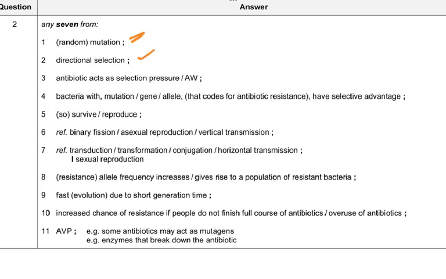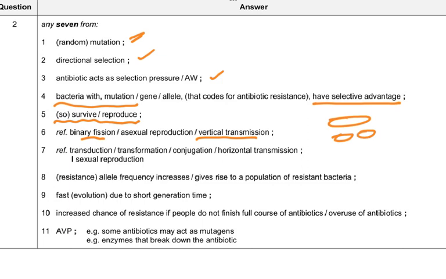This is directional selection. Antibiotics act as a selection pressure. Bacteria with mutation have selective advantage. So these bacteria survive and reproduce. Now bacteria divide by binary fission. Now this can result in vertical transmission, which I have explained to you. Bacteria divide into this vertical transmission, or it can be horizontal transmission. Horizontal transmission means that the plasmid will transfer from this bacteria into another species of bacteria.